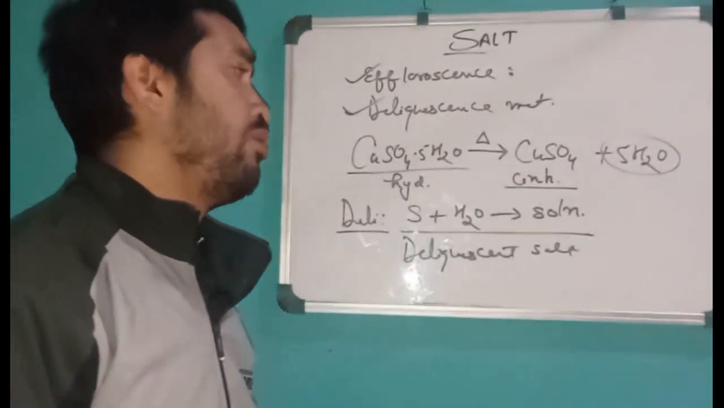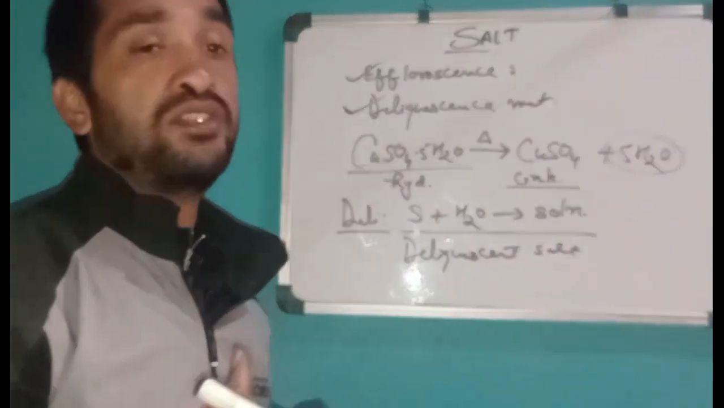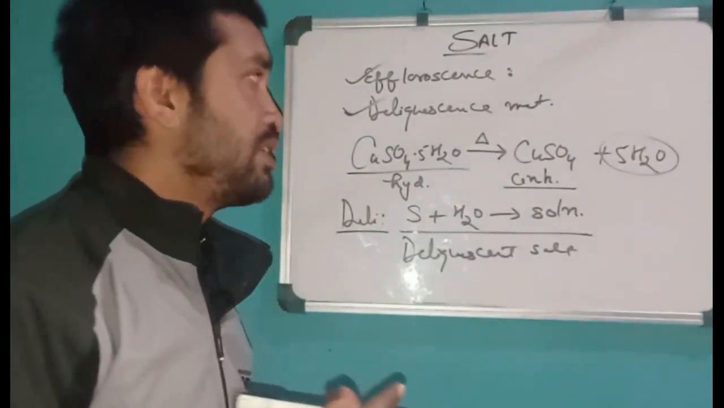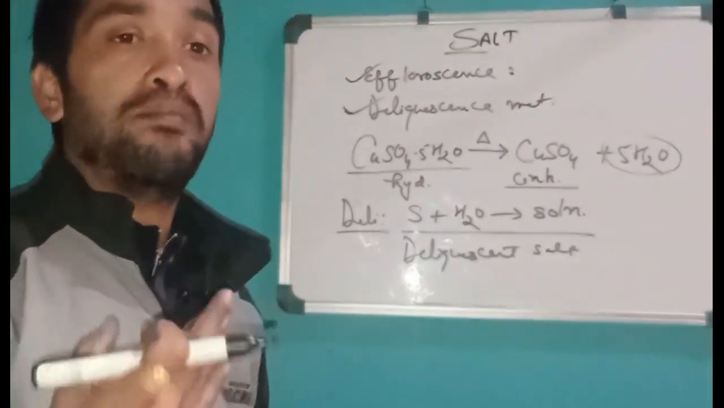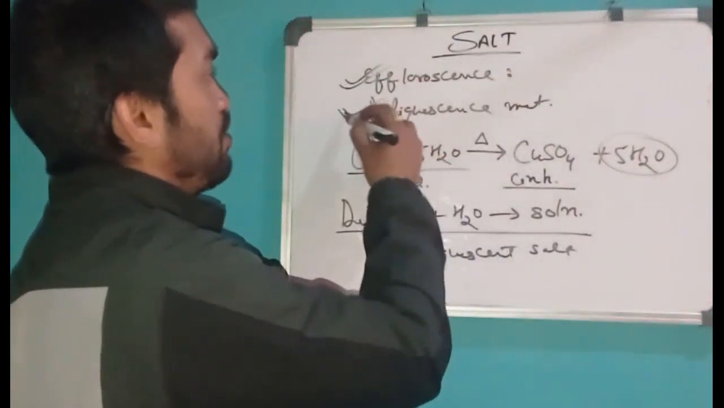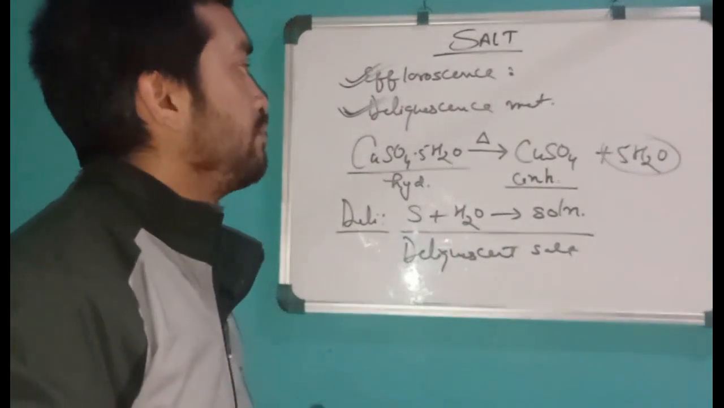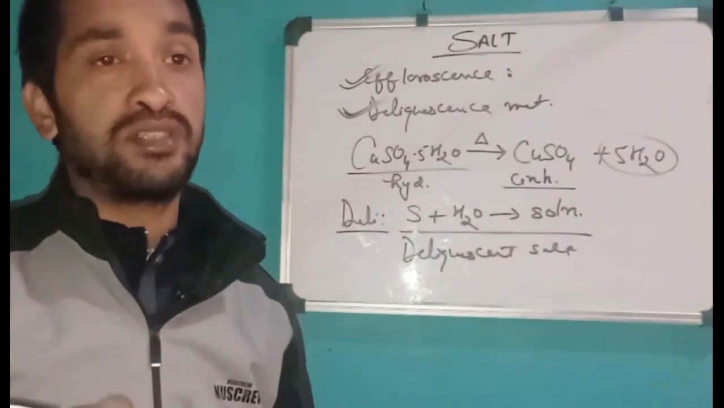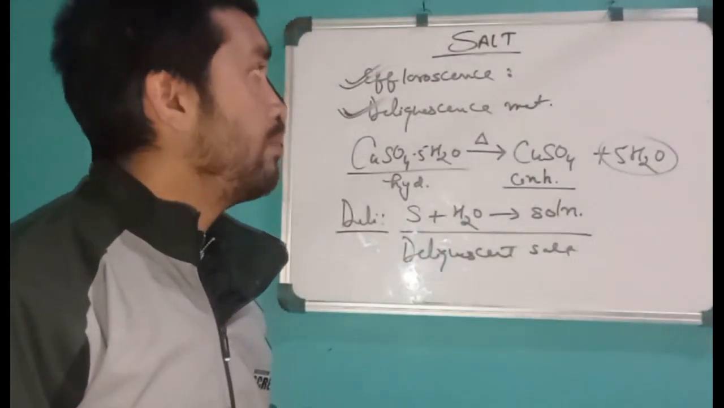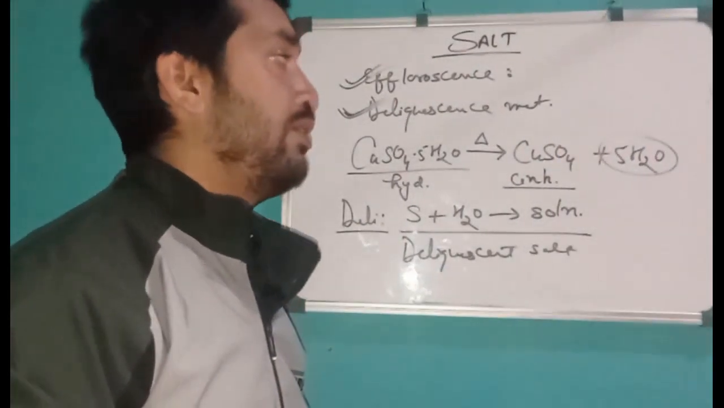So this whole video was about salts. Try to remember what we discussed in this video: acidic salt, basic salt, normal salt, mixed salt, double salt, properties of salts, efflorescent nature, deliquescent nature, and electrovalent bonding found in salts. Okay, so all these things we discussed in this particular video. I hope most of the doubts regarding salt will be cleared by watching this video.